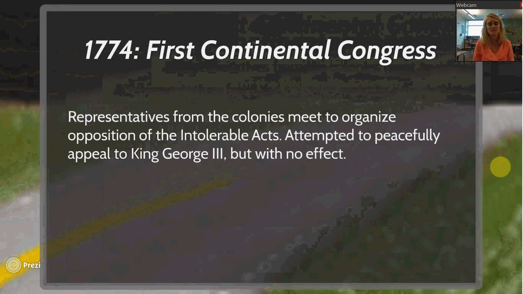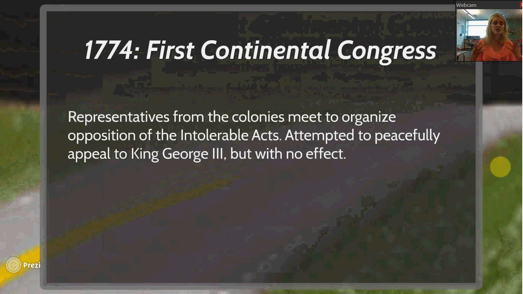Also in 1774, the first Continental Congress met. So the Continental Congress was kind of like the Stamp Act Congress, where representatives from 12 of the 13 colonies, I think Rhode Island didn't send anybody, get together because they want to write a letter to the king basically to say, we don't like these Intolerable Acts. You're taking away our rights as British citizens by doing this.